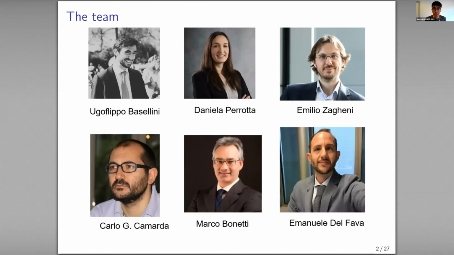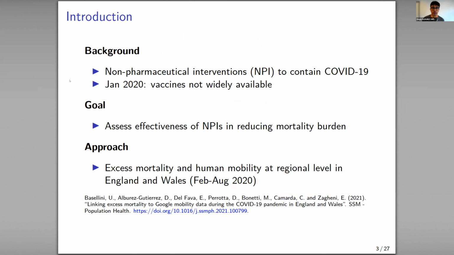This is work conducted in a team and led by my colleague Ugo Filippo Basellini, who is based at the Max Planck Institute as well. And to give you a brief overview about the study and what we wanted to achieve, you have to kind of travel back in time to January 2020, when vaccines were not available, and one of the only tools in the arsenal of policymakers and governments were non-pharmaceutical interventions to contain the spread of COVID-19, in particular the restrictions on mobility.